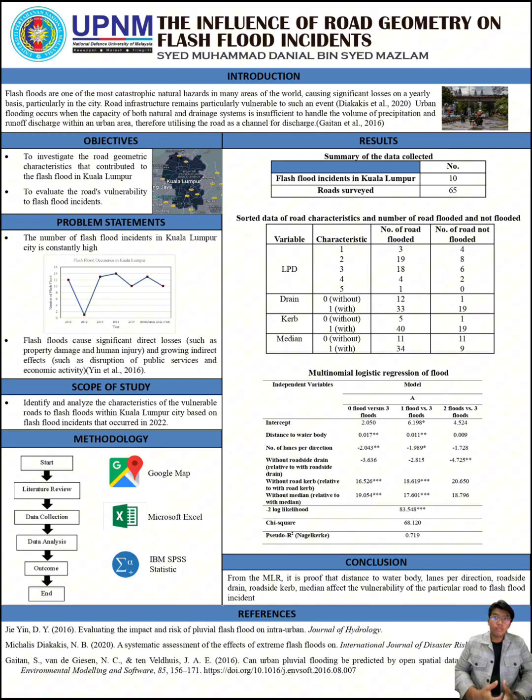The problem statement of this research is that the number of flash flood incidents in Kuala Lumpur is constantly high, as we can see in the graph. From 2011 up to 2022, there are at least 10 floods, except in 2012. In 2011 there are 12 floods, in 2012 there is only 1 flood, 2013 there are 13 floods, for 2014 14 floods, 2015 10 floods, 2016 13 floods, and 2022 there are 10 floods.